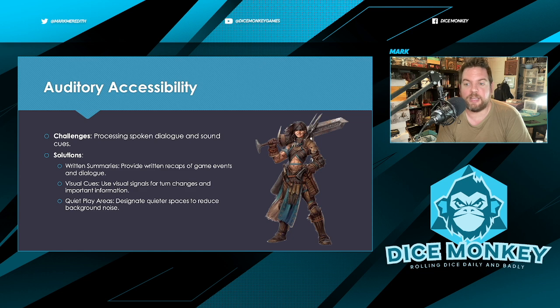You can actually, using things like clips on your game master screen to indicate whose turn is next, allow somebody who can't necessarily hear so well to be able to look up and see that their turn is coming up. And then quiet play areas. Designating quieter spaces to reduce background noise is super important.